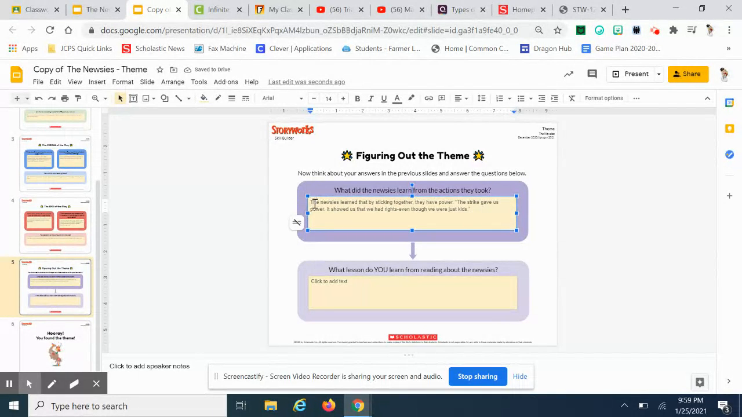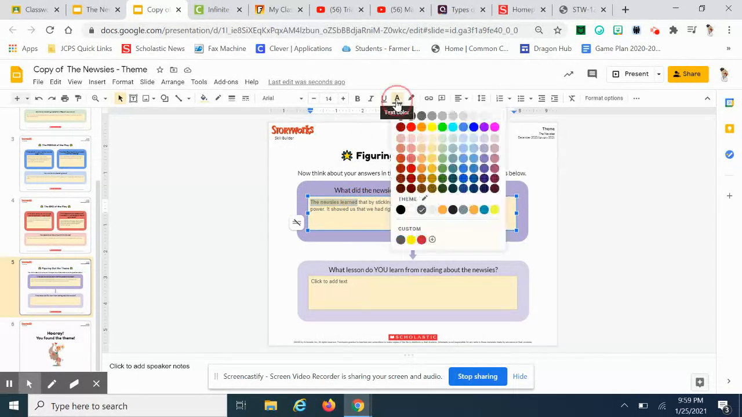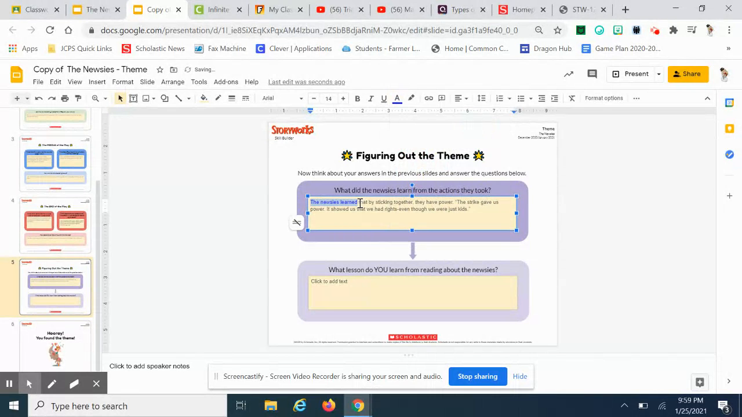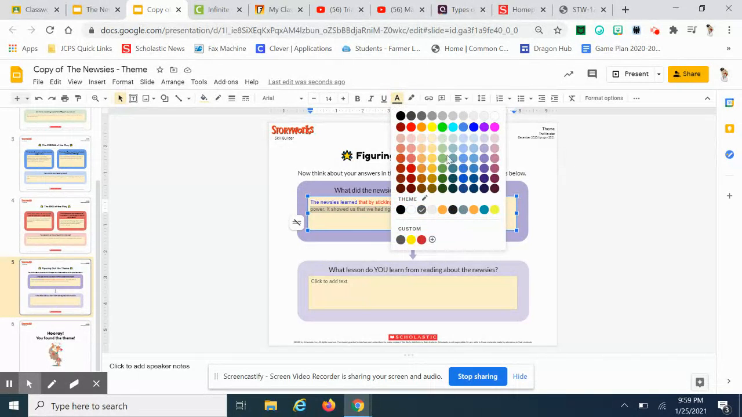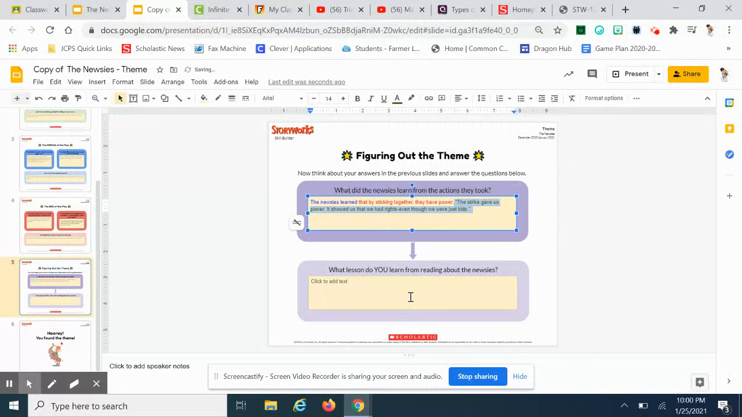So the Newsies learned, I can even highlight so you can see. We'll make that blue. So that's the R. What did they learn? This is the A. This is the E. The C in RACE, cite evidence. So I'm going to highlight that in green. And then down here is sort of like the E in RACE. What lessons do you learn from reading about the Newsies? We're going to explain what the evidence means. The strike gave us power. It showed us that we have rights, even though we were kids.